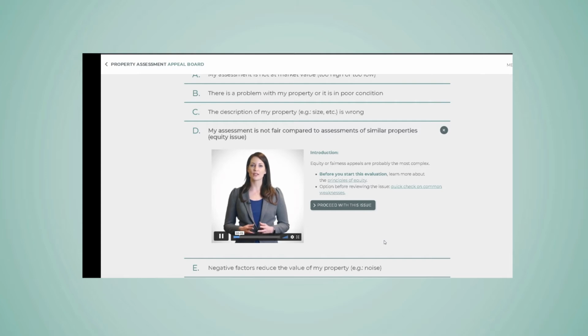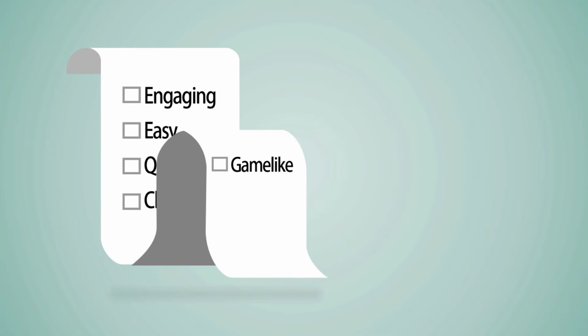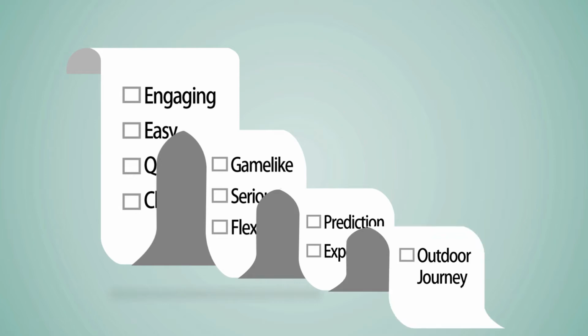The board had a website, but it was not engaging the public. So they needed a process that was engaging, easy, quick, and very clear. They wanted some game elements while still taking the user's concerns seriously, and they needed a path with flexible length. The user needs a prediction at the end, but also the ability to go back and experiment. Lastly, our clients wanted a thematic outdoor journey which reflects the character of BC.